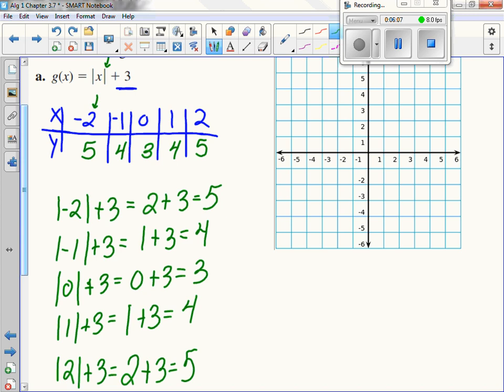Now what we can do next is plot each one of these points. Our first point is at negative 2, 5. So we go over negative 2 on the x and up 5. Our next one is negative 1, 4. So we go over negative 1 on the x and up 4. Our next point is 0, 3, so 0 on the x and up 3 on the y.